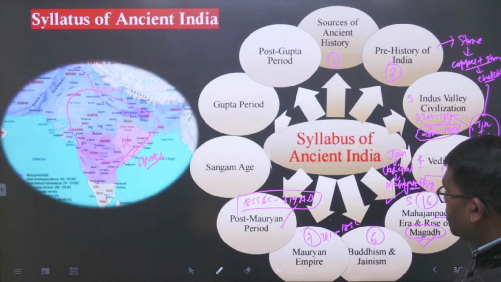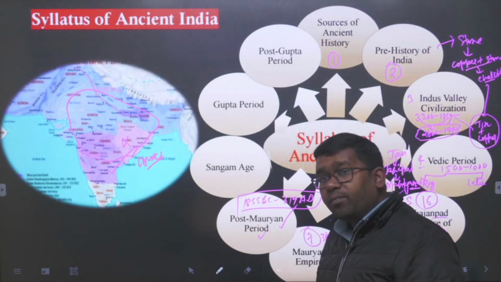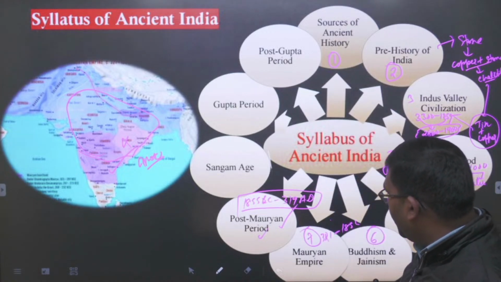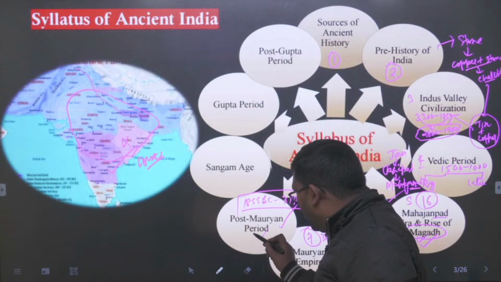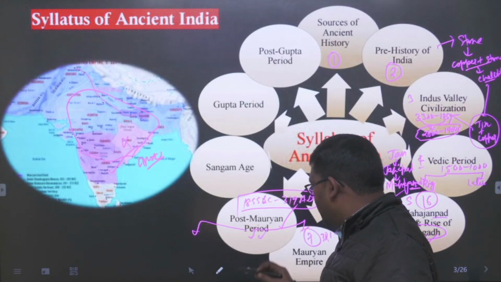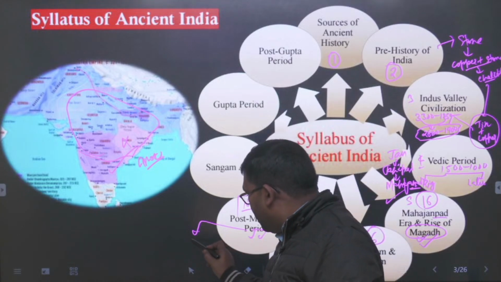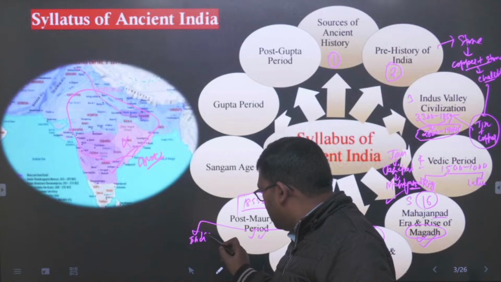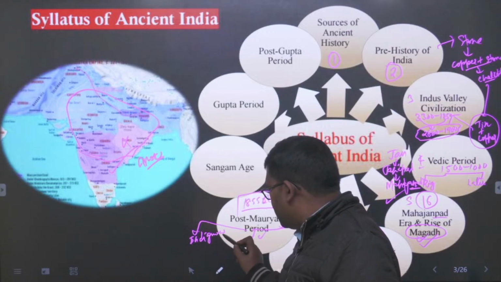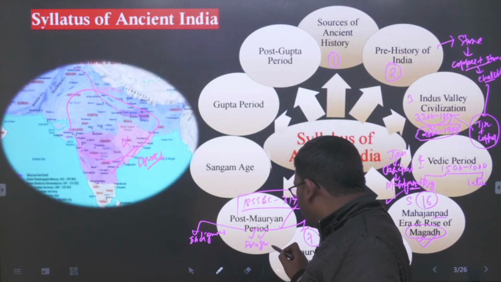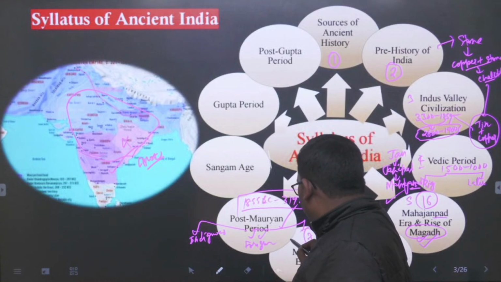So what happened in the post-Mauryan period? The most important thing here is that there are 3 types of states. One is the indigenous successor of Maurya, the other is the foreigner successor of Maurya, and the third is the South Indian states.